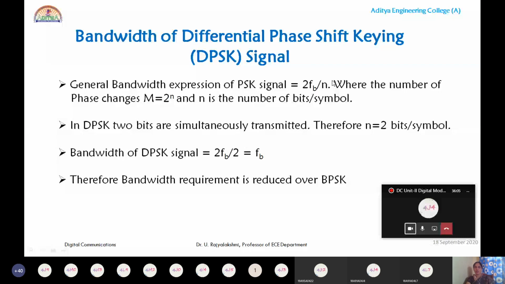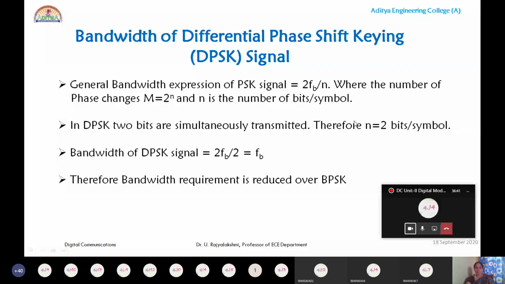Now, let us go through QPSK. Actually, we did not discuss that topic. But QPSK is quadrature phase shift keying, so what will be the value of N? It is 4-ary, so N will be 2. That's why in quadrature phase shift keying, our bandwidth is FB.